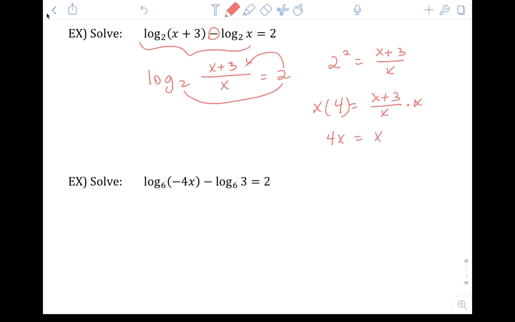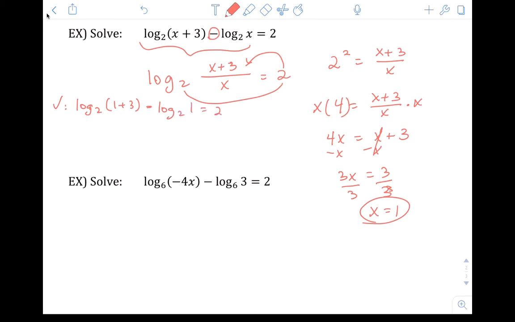4x equals x plus 3. I will need to get my x's together. So 3x equals 3. And clearly, x equals 1. That's a 3. x equals 1. Let's check it. Log base 2 of 1 plus 3 minus log base 2 of 1 is supposed to equal 2. Well, clearly that's a 4.